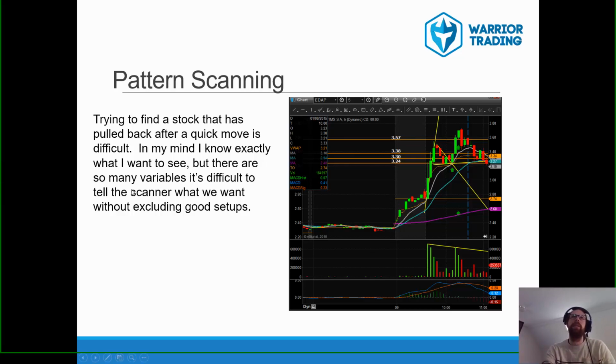So, this, for example, trying to find a stock that has pulled back after a quick move is very difficult. In my mind, I might know exactly what I want it to look like, but then telling that to the computer in a language that it can understand and that it can search for is not so easy. So, again, we'll jump into this in a second.